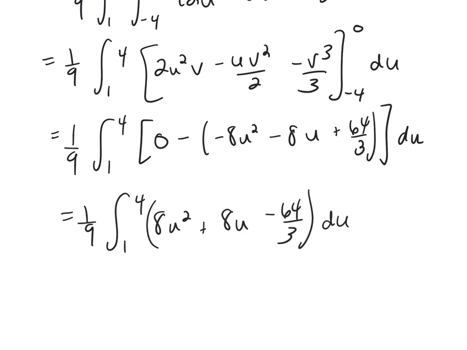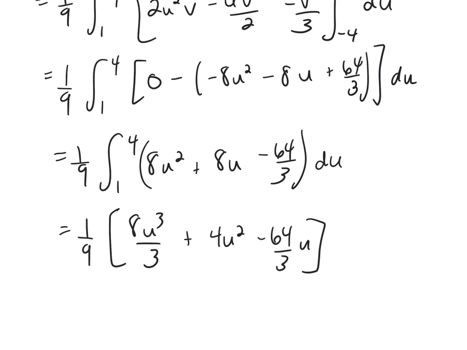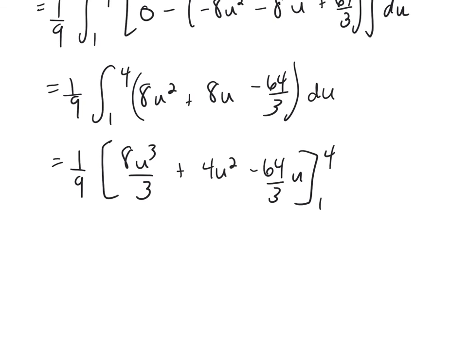So then just integrate with respect to u now. We're down to a single integral. This is 8u cubed over 3 plus 4u squared minus 64 over 3 u from 1 to 4. If you plug in 4, subtract 1, you should get, in the end, 164 over 9 for the answer here.